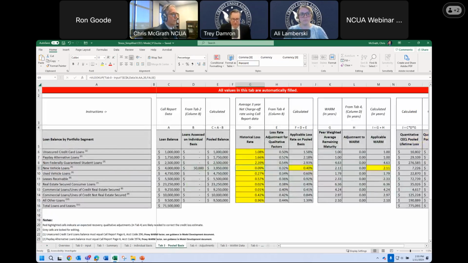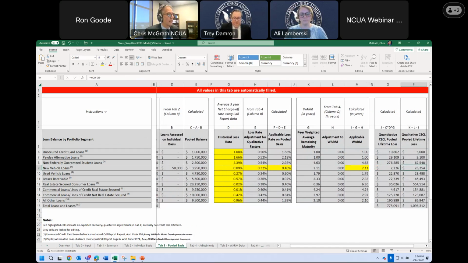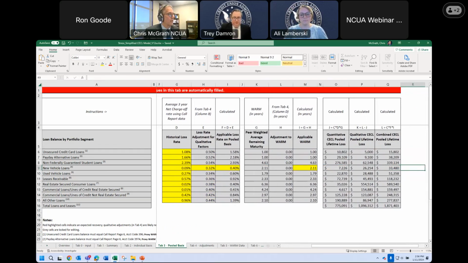And then this feeds back into our pooled amount and gives us an overall loss of 40 basis points. And you can see that we now have a total credit loss estimate of 33,480. So that's the way that the qualitative adjustment works on loan losses.